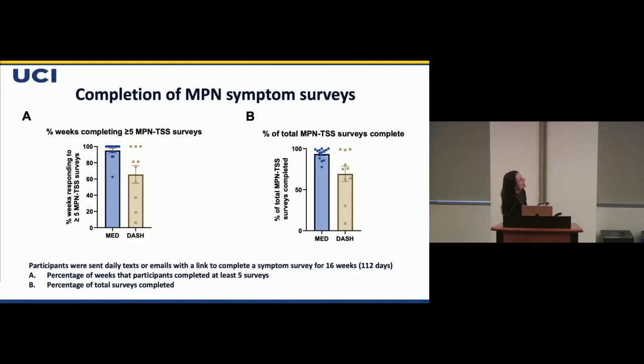So amazingly, in the Mediterranean diet group, we asked patients to complete an online symptom survey every single day for 112 days. And amazingly, in the Mediterranean diet group, almost 100% of them had almost 100% compliance, where the DASH group had a little bit less compliance. And so this was the number of weeks that they completed at least 5, and this is their total, the percentage of the total. So the MPN patient population is quite impressive in terms of their ability to continually engage with daily surveys.